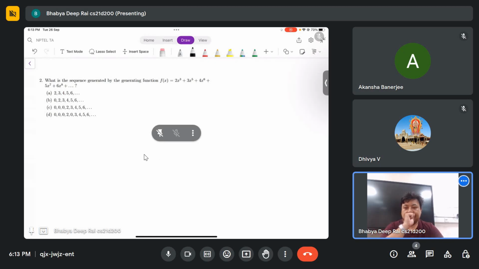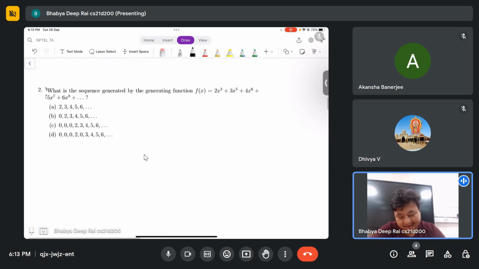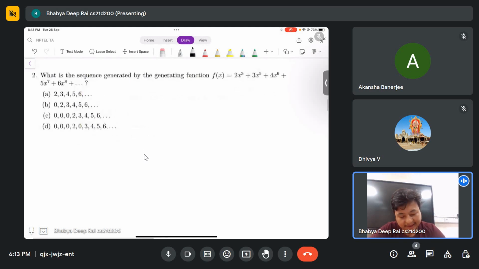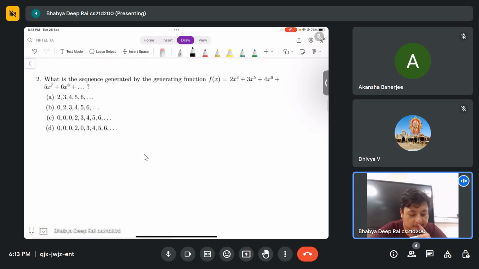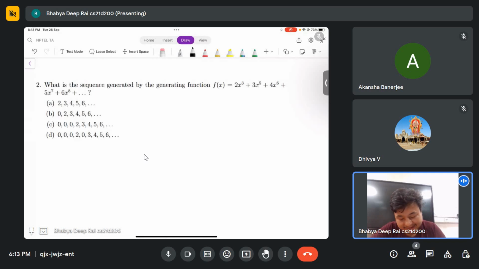Yeah. So, where was I? Okay. So, what is this? The question says the following: what is the sequence generated by the generating function f of x equals 2x cube plus 3x to the 5 plus 4x to the 6 plus 5x to the 7 plus 6x to the 8 and so on. So, yeah, can you try your hand at this?